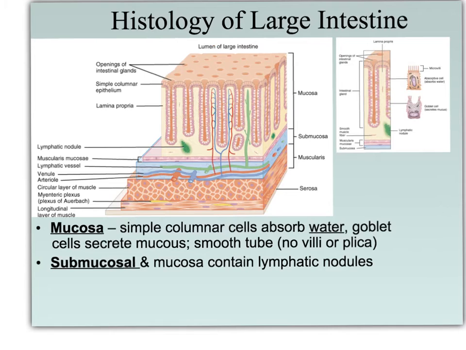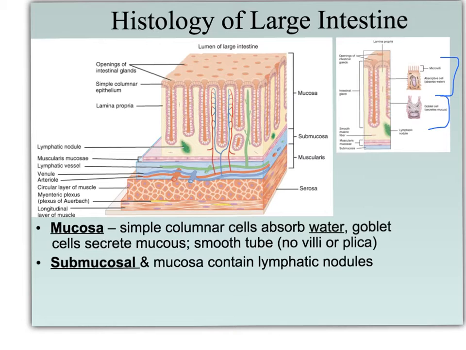So what do we have going on in the large intestine histologically? Well, we do have some of our absorptive cells, again, with the microvilli. We got lots of goblet cells that are going to secrete mucus in order to help move the digested food along as it starts to form into feces.